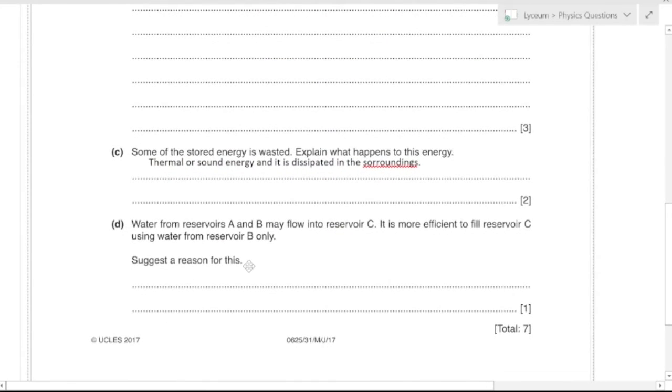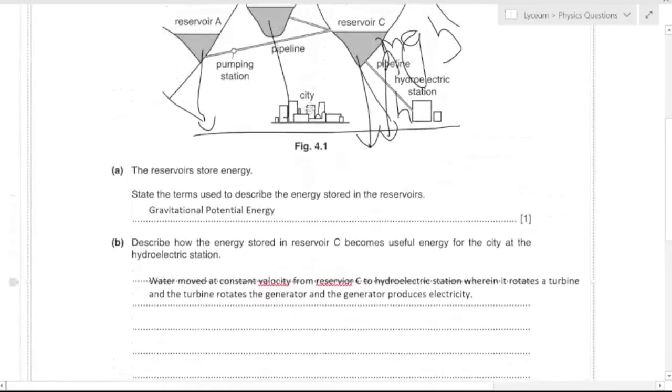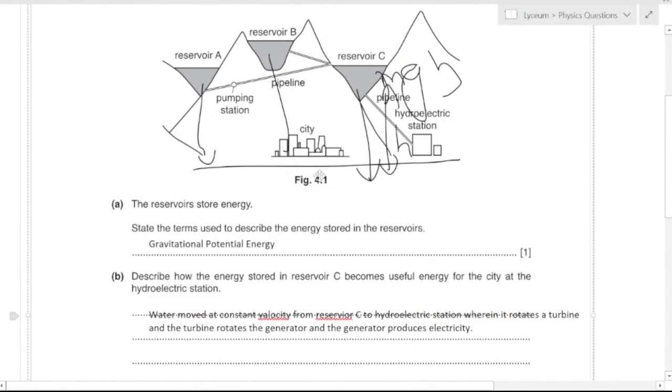So water from reservoir A and B may flow into reservoir C. It is more efficient to fill reservoir C using water from reservoir B only. There's a reason for this. More energy will be wasted when water is transferred from reservoir A to reservoir C compared to reservoir B to reservoir C. Why? Because the distance between reservoir A and reservoir C is greater, so water needs to travel more through the pipe. As the water travels more, more energy will be lost, and the whole process will become less efficient.